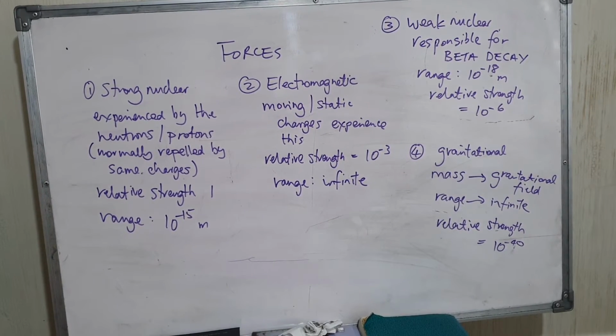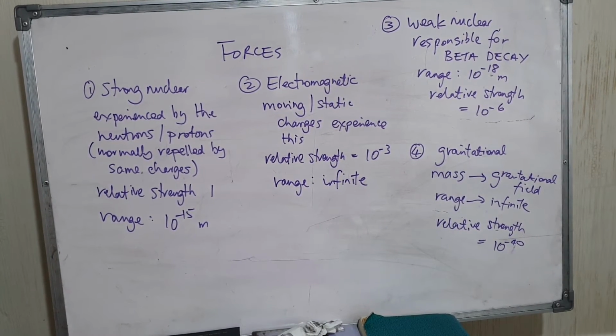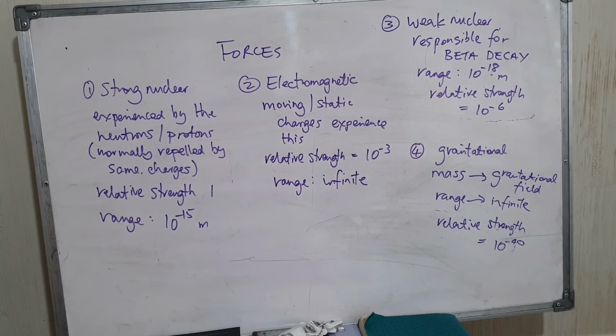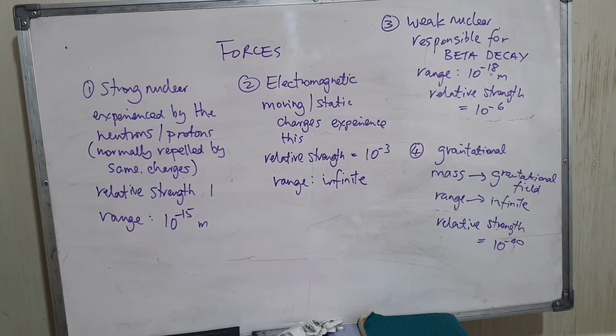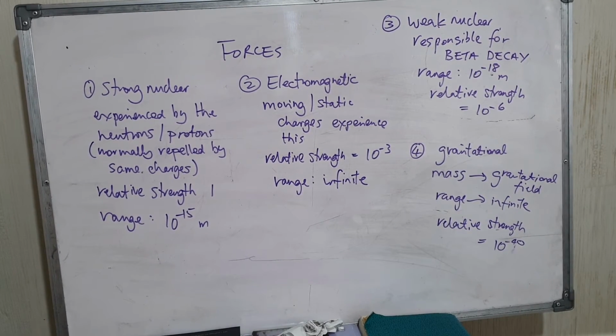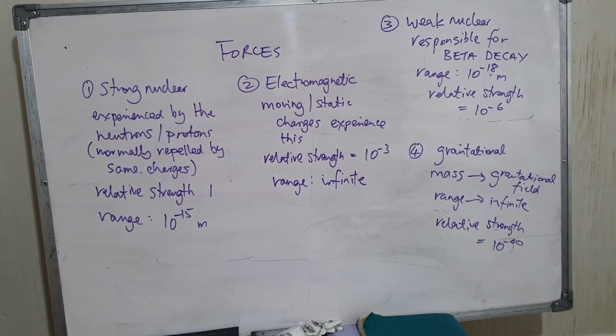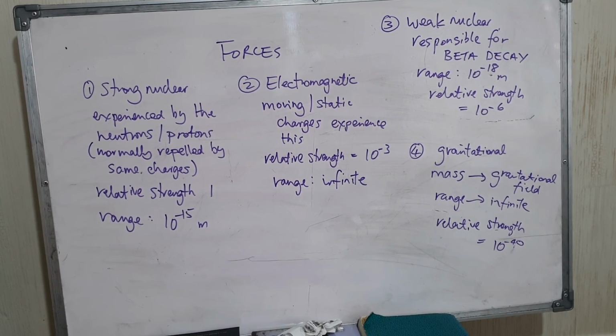The range is 10 to the minus 18 meters, and the relative strength is 10 to the minus 6. So that is 1,000 times smaller than the electromagnetic, and a further 1,000 times smaller than the strong nuclear. And the fourth one is gravitational. It is the weakest force. The gravitational field is produced whenever there is mass, and it has infinite range, and the relative strength is 10 to the minus 40.